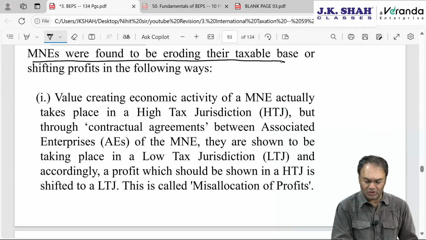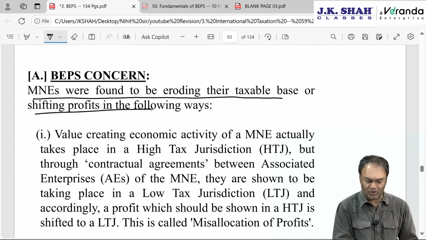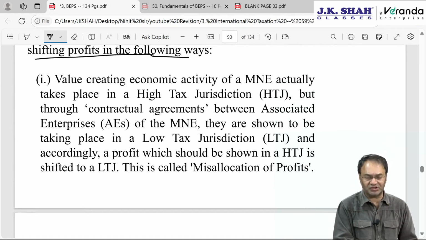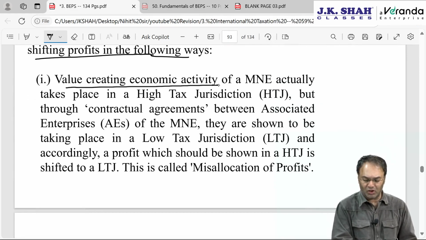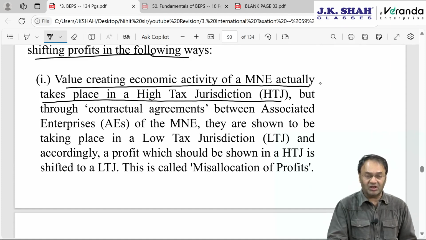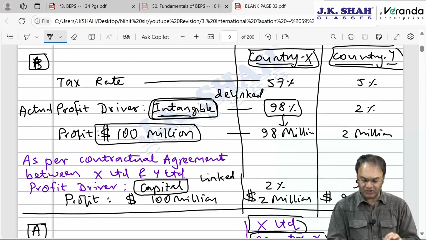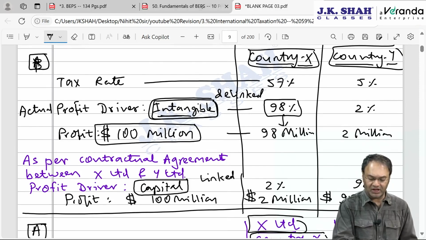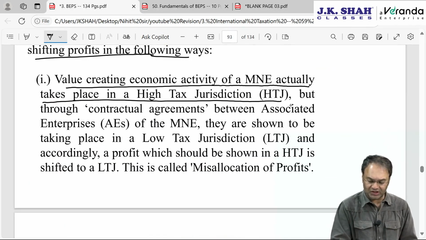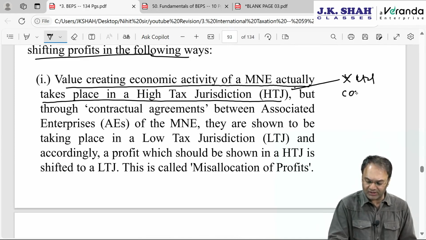MNEs were found to be eroding their taxable base or shifting profits in the following two ways. That is the BEPS concern. What was the problem and what did OECD recommend? The value creating economic activity of the multinational enterprise actually takes place in a high tax jurisdiction. This is the first point. The activity is taking place in a high tax jurisdiction, in country X, X Limited.